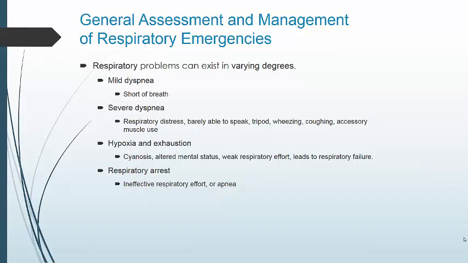And respiratory problems can exist in a very wide range of presentations. So we could have something from mild dyspnea, which is maybe a little bit short of breath, but still perfusing fine. We may have severe dyspnea, which is what we typically consider to be respiratory distress. They may have 2 to 3 word dyspnea. They may be tripoding. They may have some wheezing, coughing. Especially in pediatrics, you may have some accessory muscle usage. Other things that we're looking for are going to be hypoxia and exhaustion.